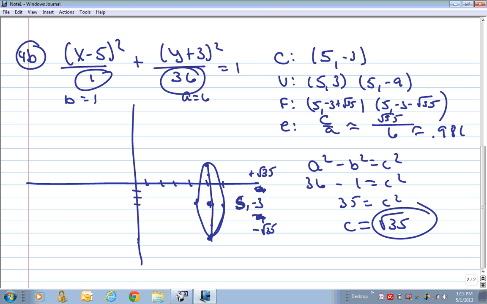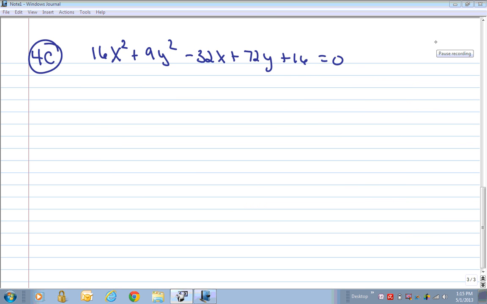All right, let's look at 4C. In this case, it is an ellipse. We know that because we have two square terms. They're added together. Our coefficients are different. If the coefficients had been the same, the 16 and the 9, if they both had been 16 or both had been 9, then we would be looking at a circle. That would be the only difference between an ellipse and a circle in standard form.